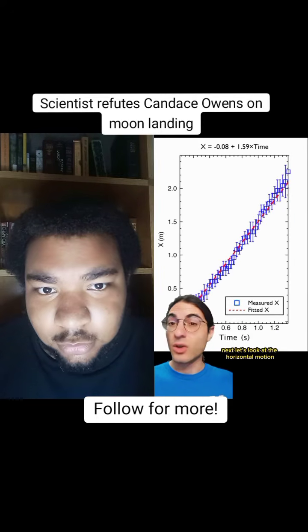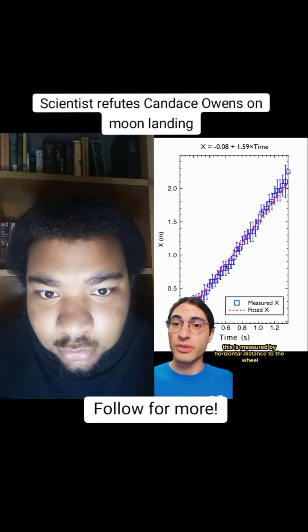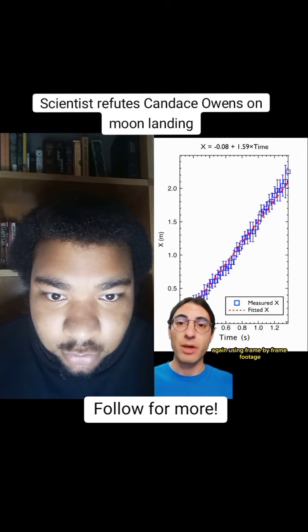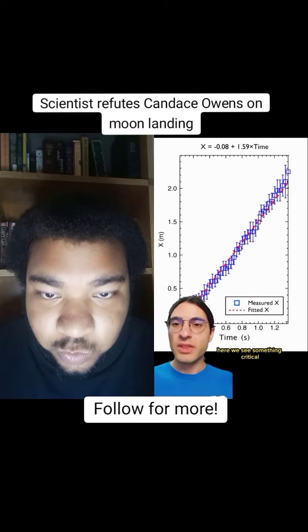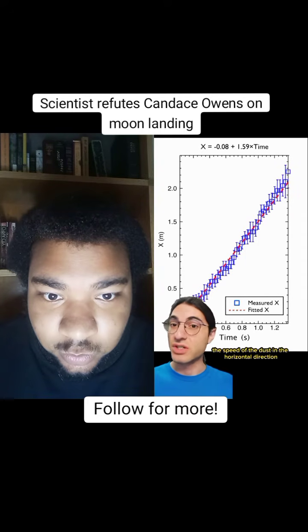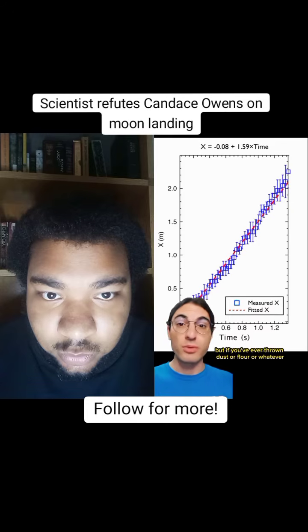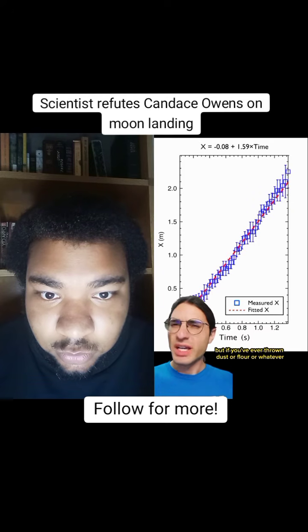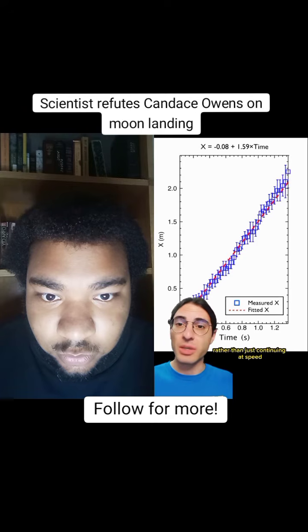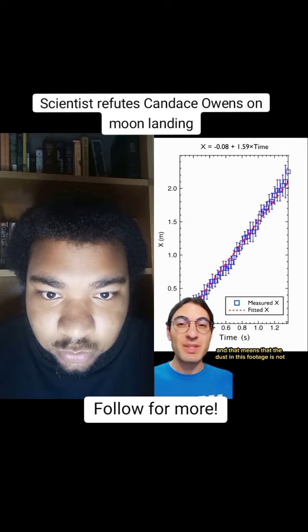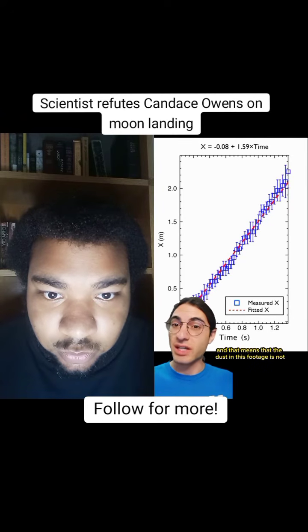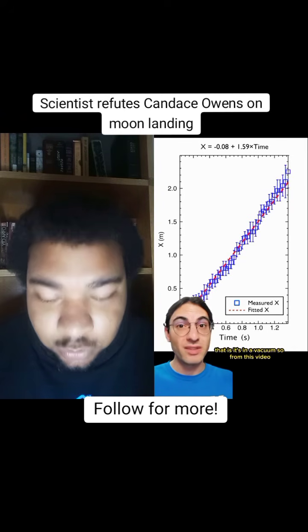Okay. Next, let's look at the horizontal motion. This is measured by horizontal distance to the wheel. Again, using frame-by-frame footage, we can plot the horizontal motion. Here we see something critical. The speed of the dust in the horizontal direction doesn't change. But if you've ever thrown dust or flour or whatever, it always slows down and then drops to the ground vertically rather than just continuing at speed. In that case, it slows down because of the air resistance. And that means that the dust in this footage is not encountering air resistance. That is, it's in a vacuum.